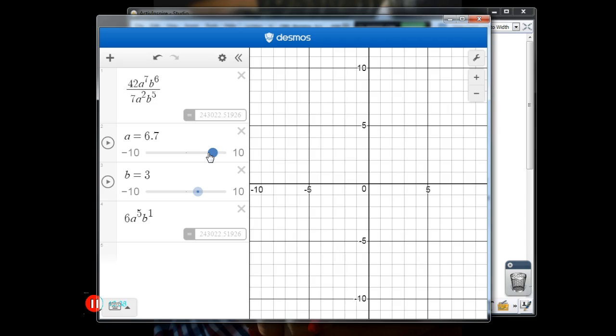If you're using Desmos, then this is it. But if you're doing it by hand, look, 42 divided by 7 is 6, a to the 7 minus 2 is 5, and 6 minus 5 gives b to the 1. So if you're dividing, the numbers you actually divide, and the exponents you subtract. So yes, it would be subtract exponents when dividing.